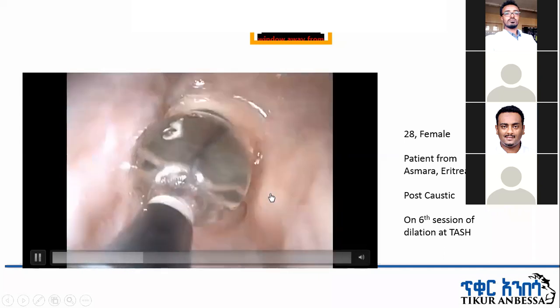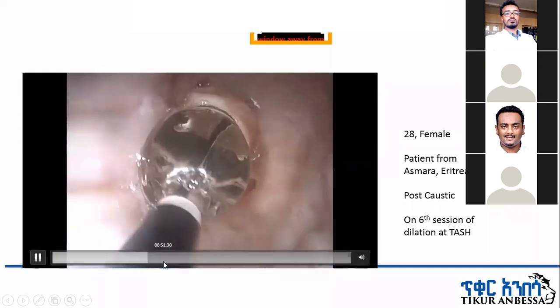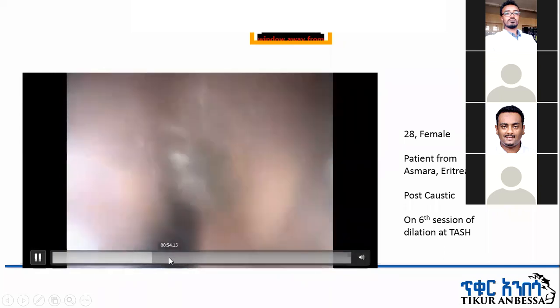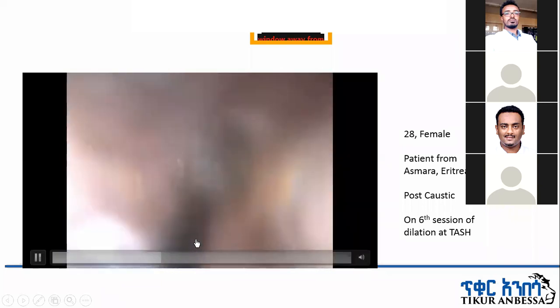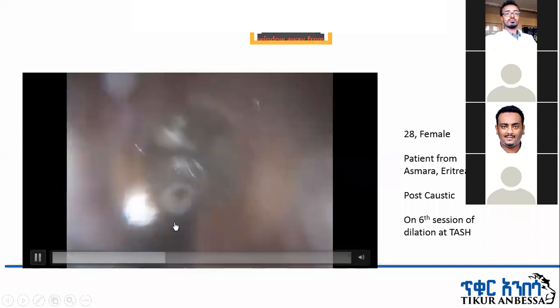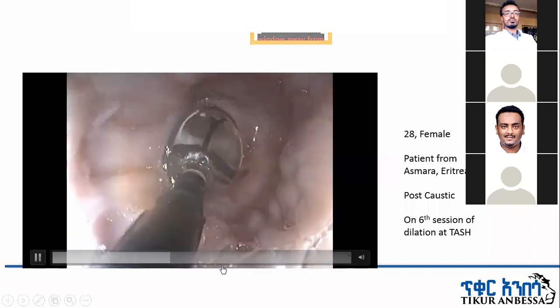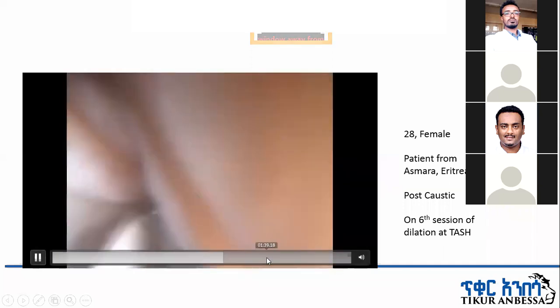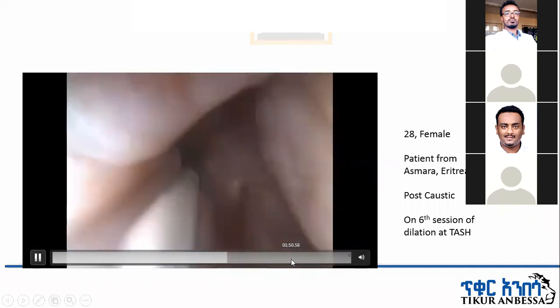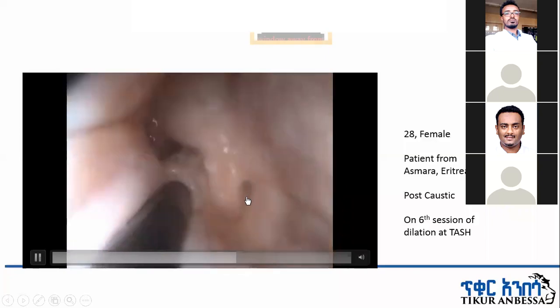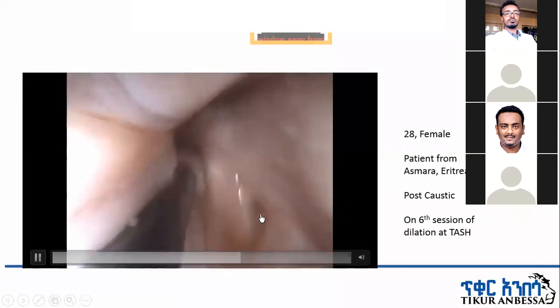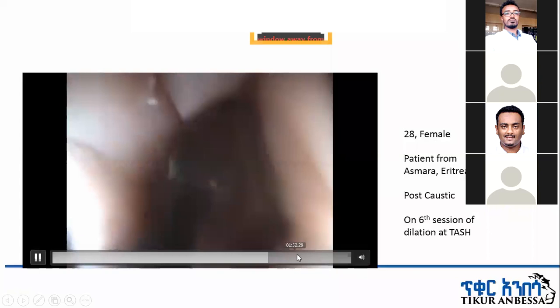There is a small diverticulum. I don't think you could see it from this angle, but the balloon is being inflated here. Initially, in the first and second sessions, it was very narrow. You couldn't even insert this balloon, and then gradually it was opened. She had a gradual, progressive opening of the stricture. Here you could see a diverticulum, also from the caustic ingestion.